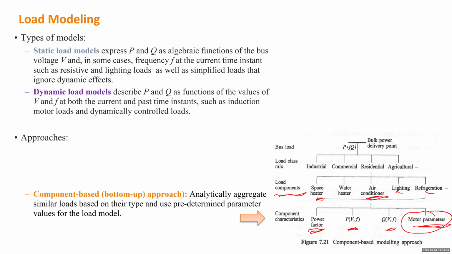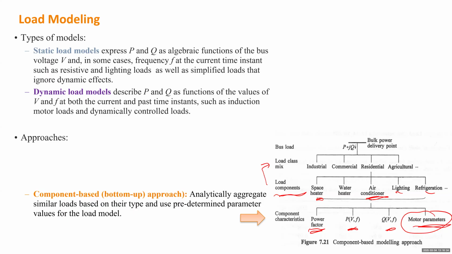Then we go up to the next level, which is the load class mix. Load class mix basically talks about different categories of load, like industrial load, commercial load, residential load, agricultural load. So each class will have a different mix of load components. For example, for commercial load, the air conditioner may take the majority part, right? But for the residential load, you may need a water heater or dryer, like a washer, dryer, such types of load. So for each class, you can define the percentage of each load component.